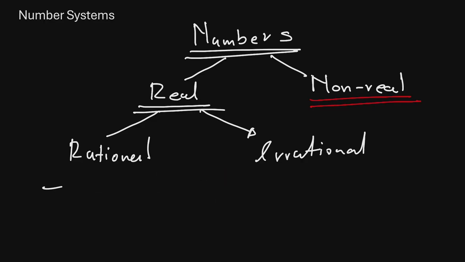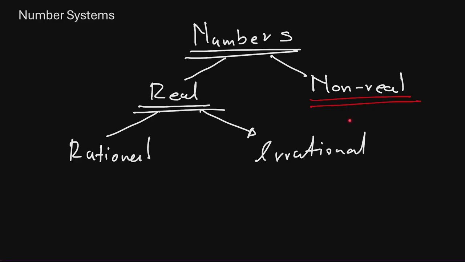So now, when we talk about irrational numbers, they are the opposite of rational numbers. Remember, rational numbers are numbers that can be written as a fraction. So irrational numbers are numbers that cannot be written as a fraction.